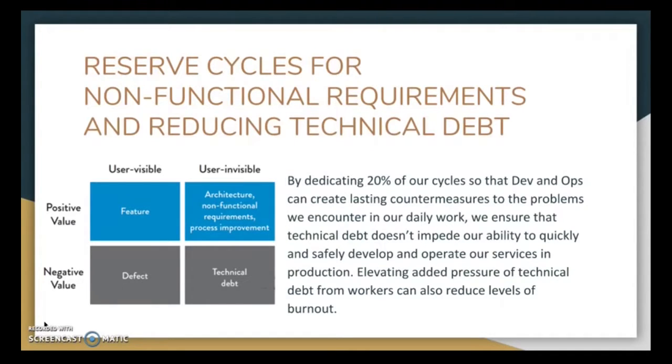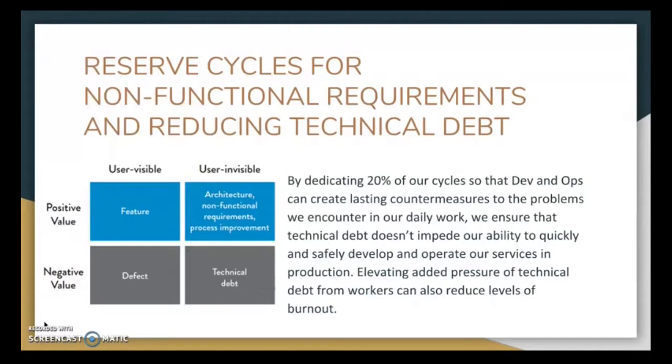Then if we move to the next one, we have this important information in here. By dedicating 20% of our cycles so that Dev and Ops can create lasting countermeasures to the problems we encounter in our daily work, we ensure that technical debt doesn't impede our ability to quickly and safely develop and operate our services in production. Alleviating the added pressure of technical debt from workers can also reduce levels of burnout.